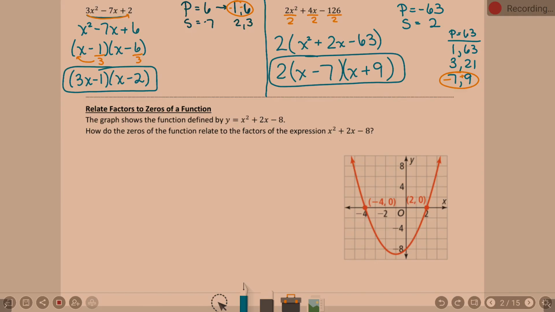You guys remember what zeros are? Zeros of a function? I don't know. It's a good vocab word to know. Okay, it pops up randomly on testing or whatever.